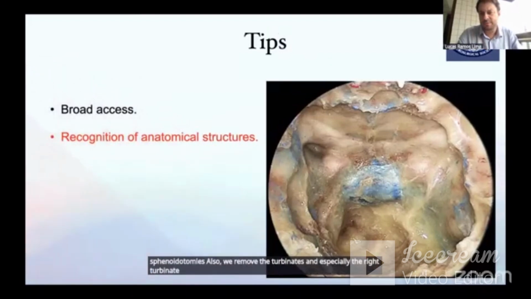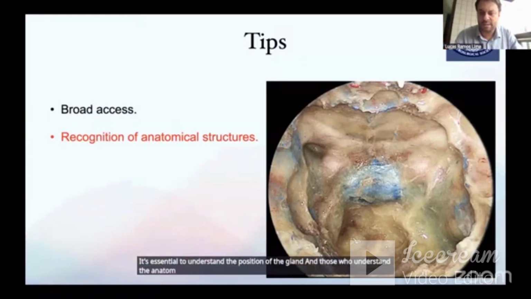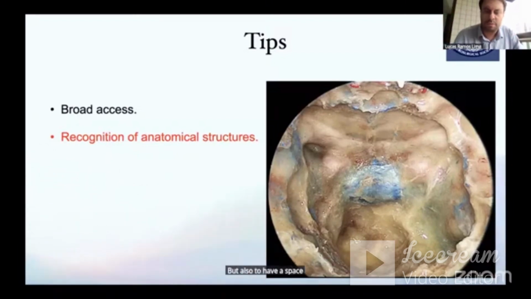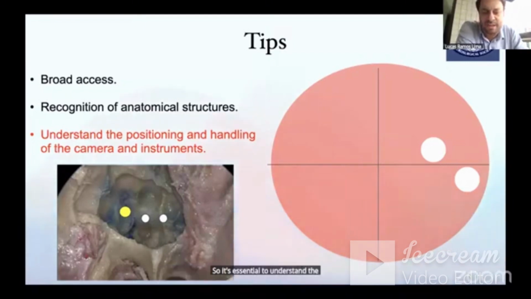And then we have this anatomy. It's essential to understand the position of the gland and also understand the anatomy around the gland. So understand the carotid arteries, the optic nerves. We always expose these structures, not just to visualize and understand the limit of the lesion and the gland, but also to have space to work with microsurgical techniques.